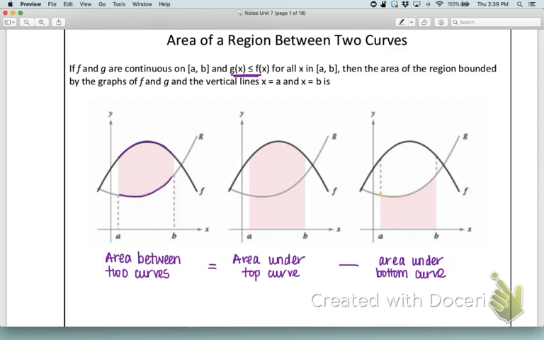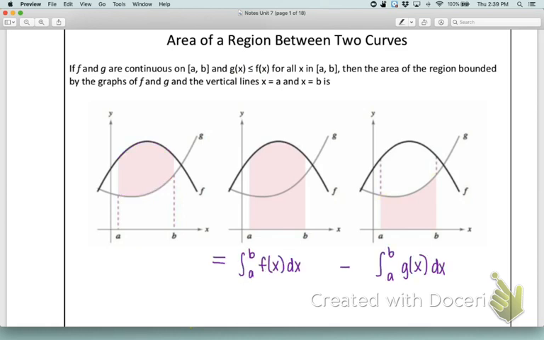We know that we use definite integrals to find area, so let's translate this to calculus. We know verbally that the area between two curves is the area under the top curve minus the area under the bottom curve. These integrals represent the area underneath the top curve, the integral from a to b of f of x dx, minus the area under the bottom curve, the integral from a to b of g of x dx. Knowing the properties of definite integrals, we can combine these into one: the area from a to b between the two curves is the integral from a to b of f of x minus g of x dx. And that is the rule for how we're going to find the area between two curves.